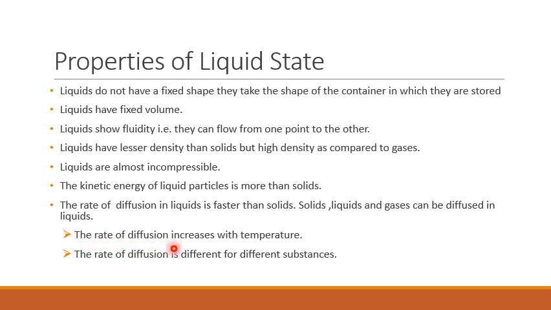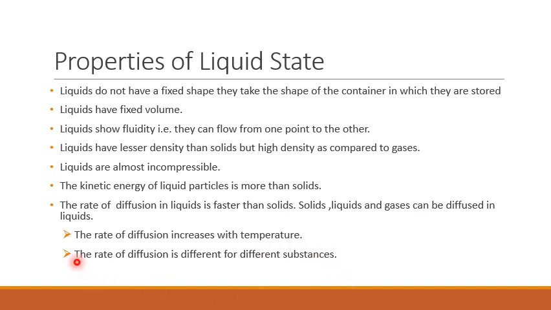The rate of diffusion increases with temperature. What does it mean? Say if I increase the temperature of a liquid or I heat a liquid, then the diffusion will take place quickly. You must have observed, like if your milk is hot, then the sugar gets dissolved in it easily as compared to the cold milk. So this is because the rate of diffusion will increase with temperature. As I heat the liquid, that is the milk, the rate of diffusion will increase and the solid will get dissolved in it easily.